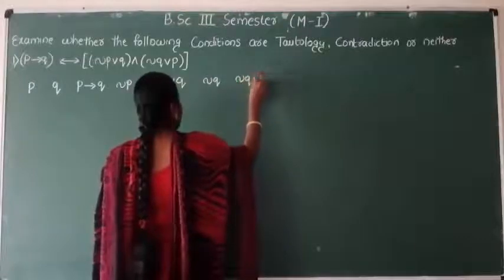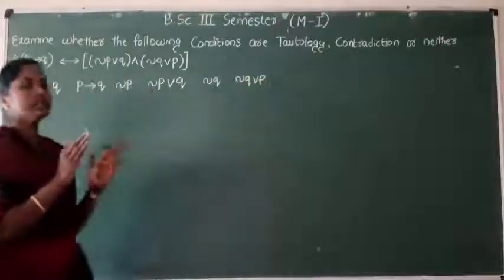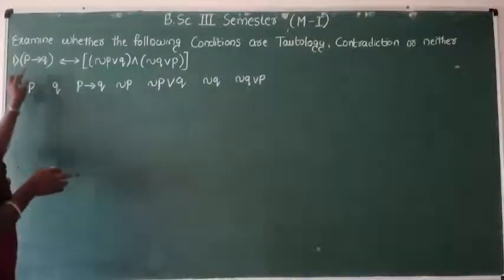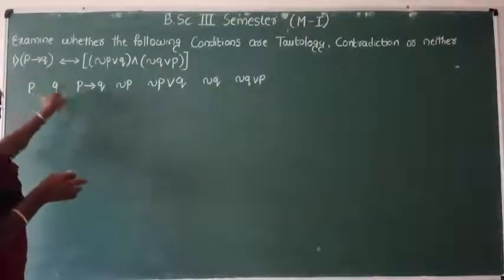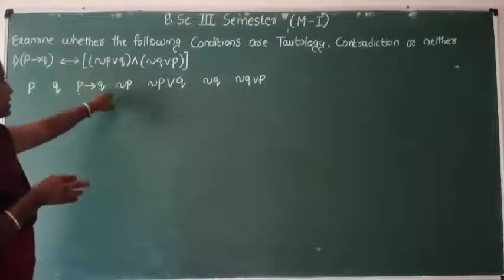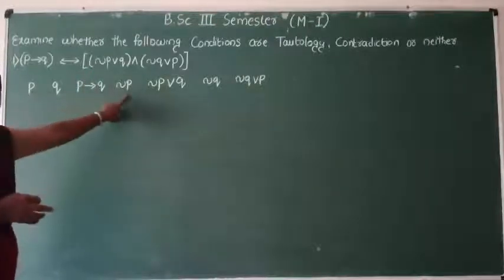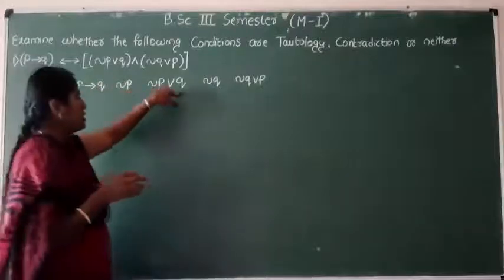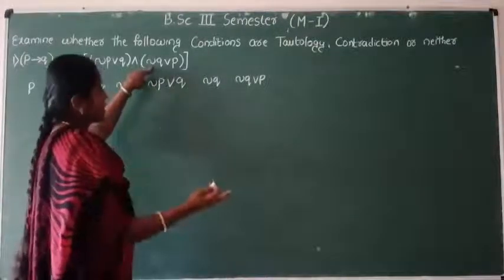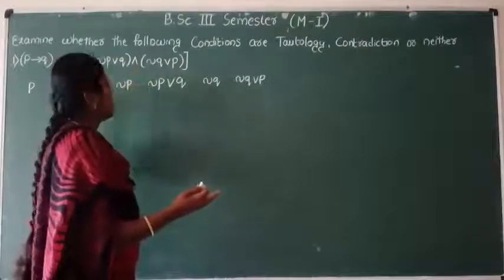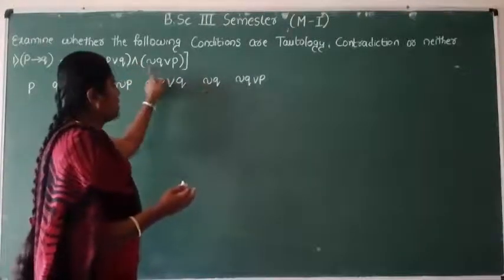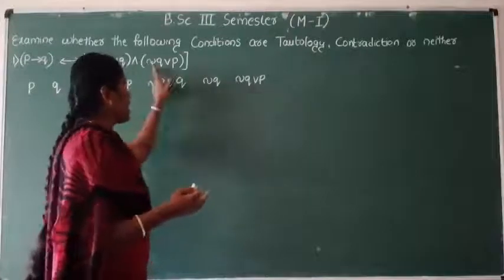Q or P. One by one we have to write them. After that we have to combine all the elements. First P, after that Q. P implies Q. Next negation P is asked. Negation of P has to be written. Next negation P or Q. Next, negation Q. Negation of Q has to be written. That is negation Q. Next negation Q or P, write that.